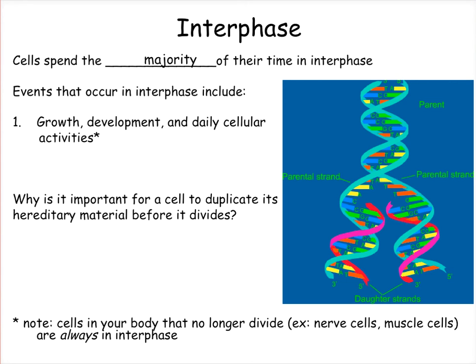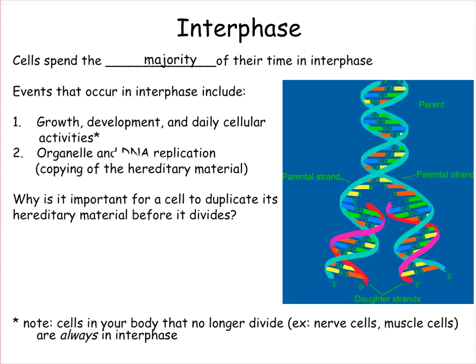However, if a cell is getting ready to divide, it will use the remaining time in interphase to do something to prepare it so that it is ready to go into M phase. And that is that it will replicate its organelles and its DNA. So let's take a second to think about why it is important for a cell to duplicate its hereditary material before it divides.